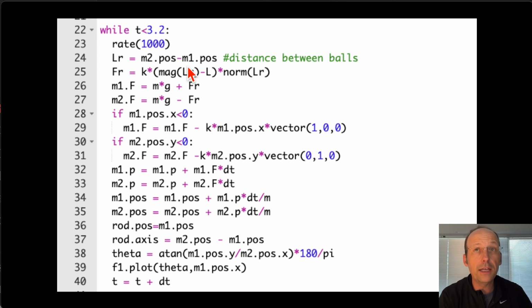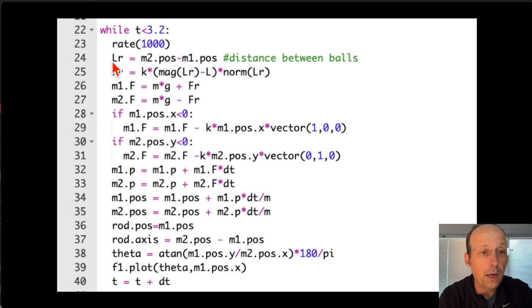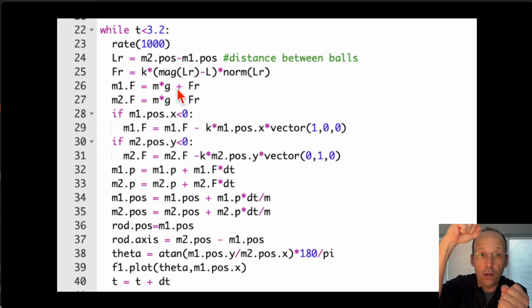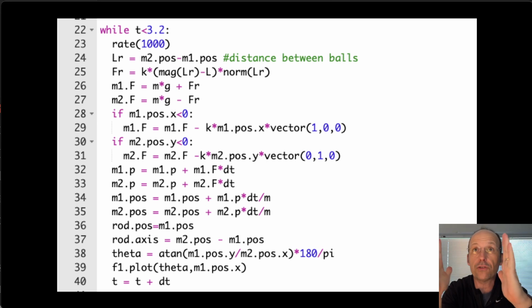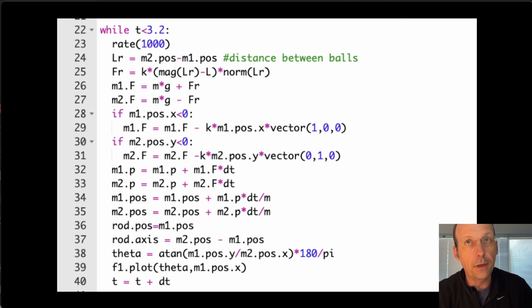This LR is a vector from one ball to the other for that spring force. Because if one gets pushed in, I need to know the distance and the vector location between them so I can calculate the spring force pushing them apart. This is the spring force on ball 1, right? So there's a spring constant. I have the magnitude of LR minus L, which is the unstretched length of the two balls. And then this norm LR is a unit vector in the direction of LR. So I get this as a vector force. Vectors are important. You can't just say, oh, I'm going to calculate the spring force and be done with it. It has to be a vector.